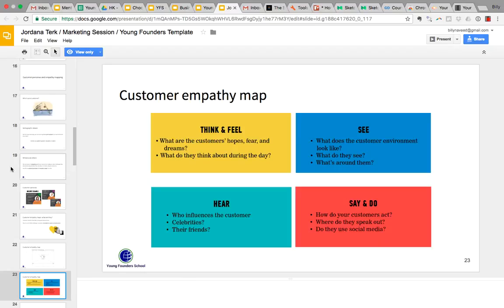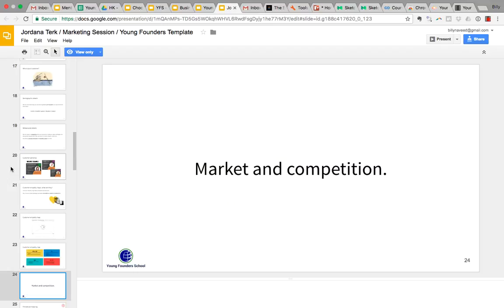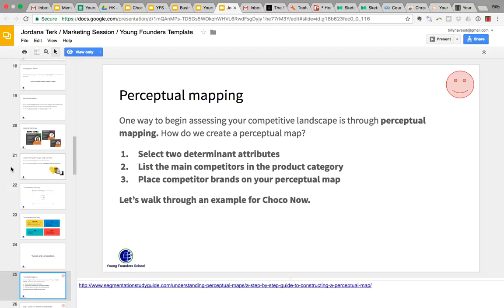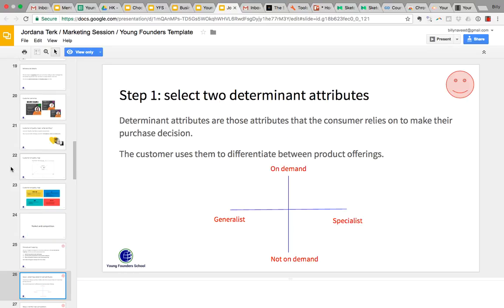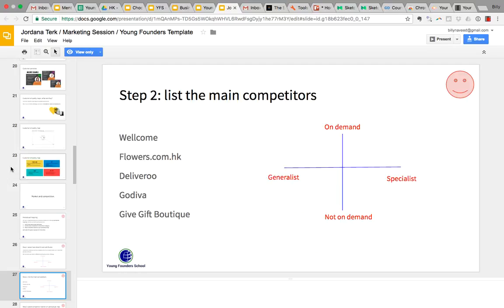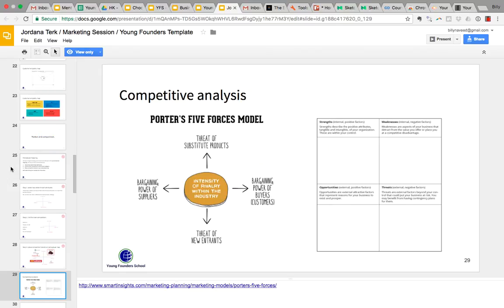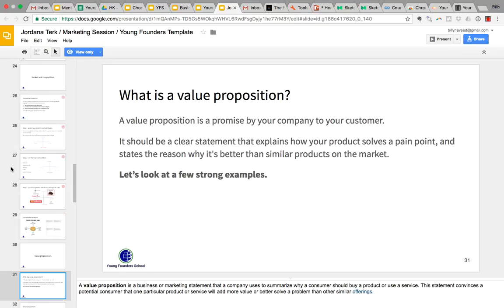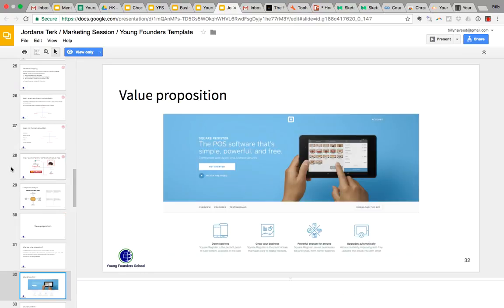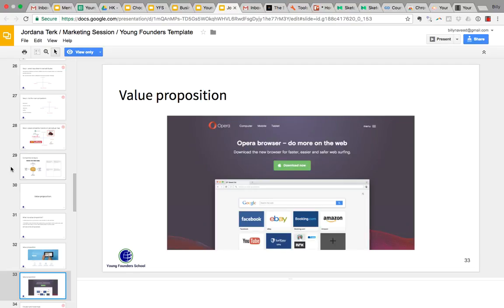Here we have that same thing in other boxes. And then we discuss competition. So how do people perceive the following companies? You create your customer cross. And then we list out all the main competitors and eventually put them on our customer cross. We discuss competitive analysis and Porter's 5 forces and what is the value proposition of the business. And we look at some examples such as Square. Here we can see they tell you what the value proposition is very clearly. Same with Opera.